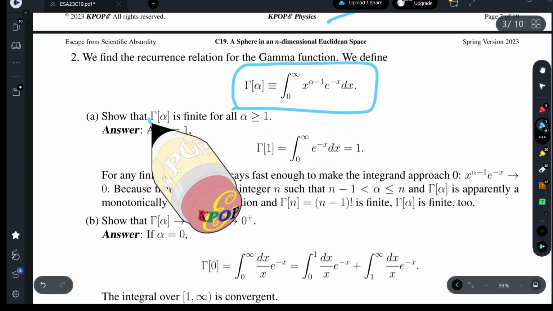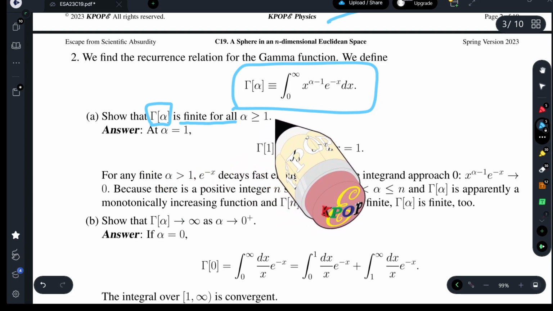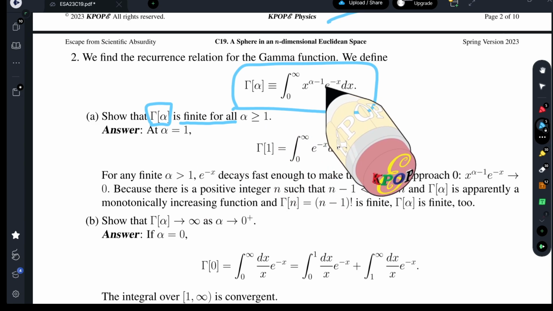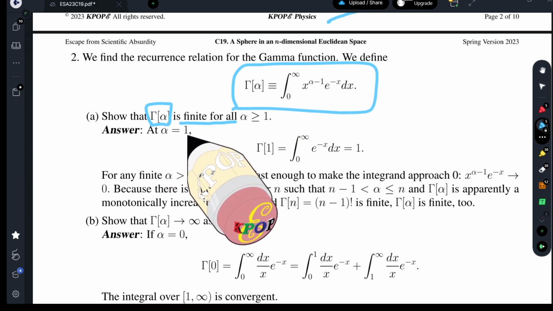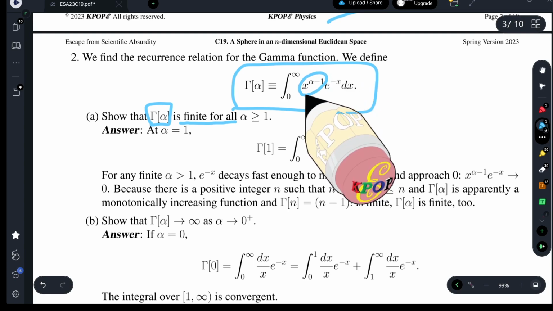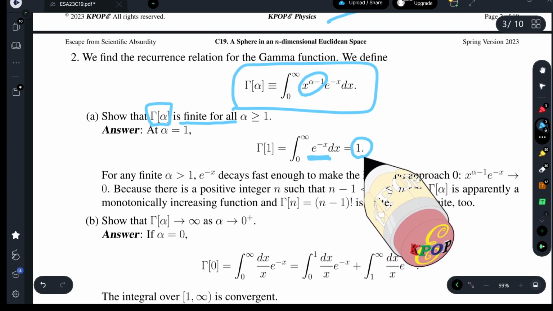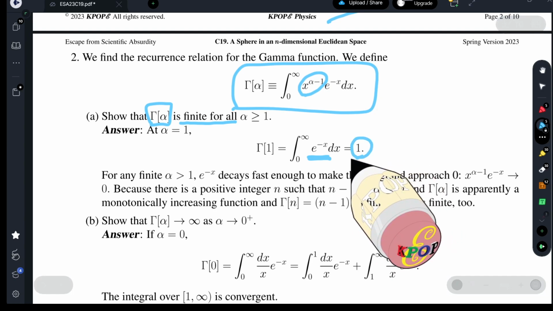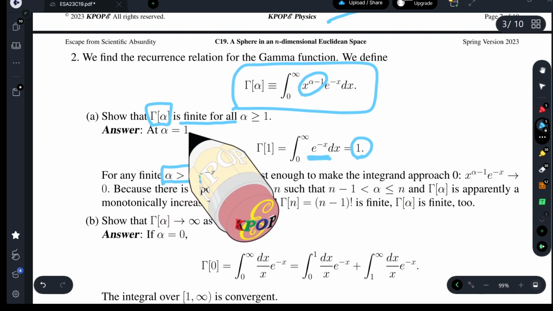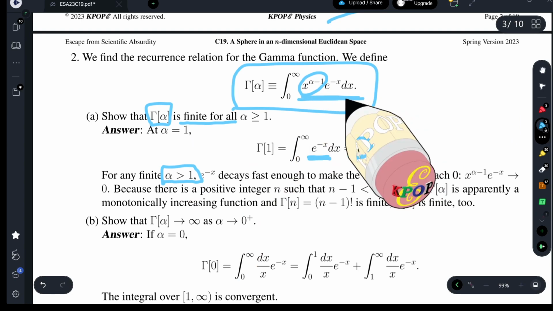Show that this gamma alpha is finite for alpha greater than or equal to 1. Okay, let's see. At alpha equals 1, this factor becomes 1, and we have a trivial integral. We know this value is 1. For any alpha that is greater than 1, this integral converges to a certain value.